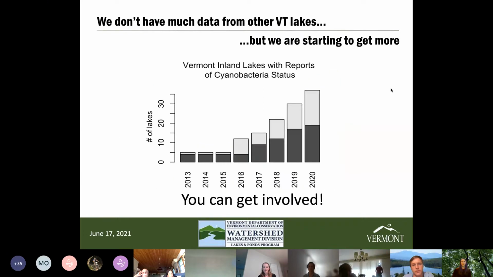So that's Lake Champlain, and we have even less data from other Vermont lakes, but we are starting to get more. So all you're looking at here is Vermont inland lakes where we get reports of cyanobacteria status. And we're up to something above 35. So this is great, but as you can see, these data don't go back very far, so we can't say much about long-term trends. I will also say that not all of these lakes have blooms. These are just lakes where we have people keeping an eye out for blooms. Some have never actually reported a bloom.